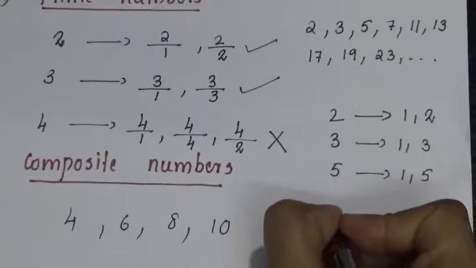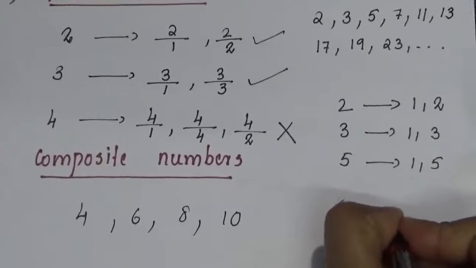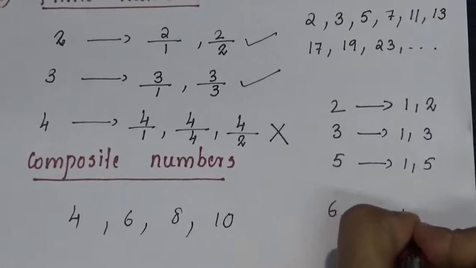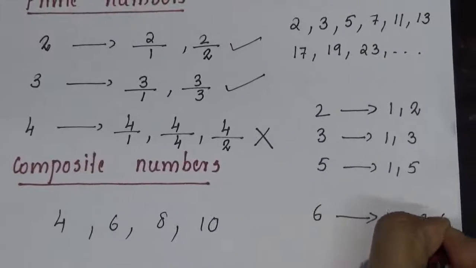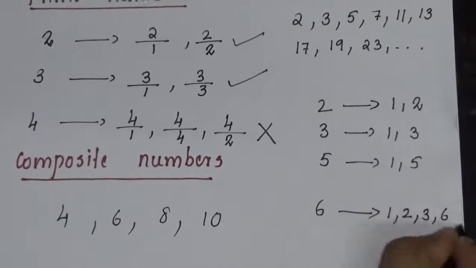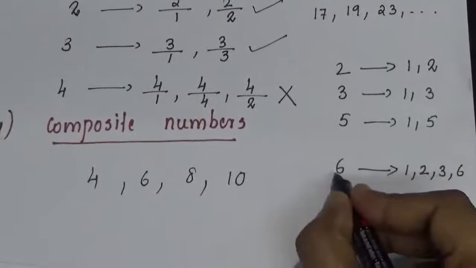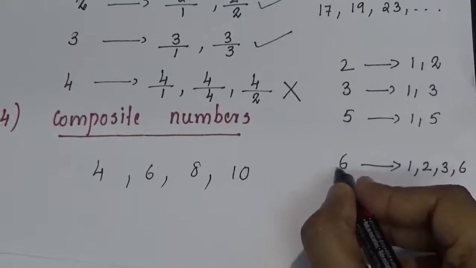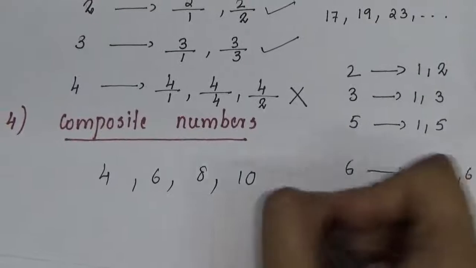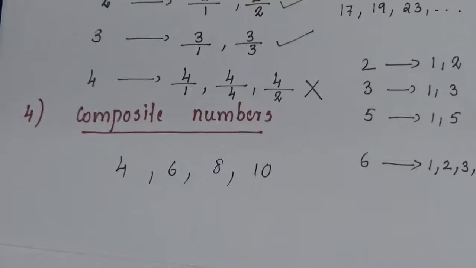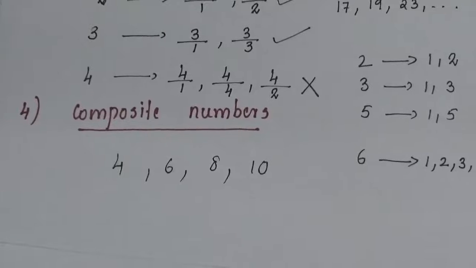But in the case of 6, what are the factors of 6? 1, 2, 3 and 6. So there are 4 factors. In that case we say it's not a prime number, it is a composite number. So got it? What is a composite number? A number which is not prime is called a composite number.